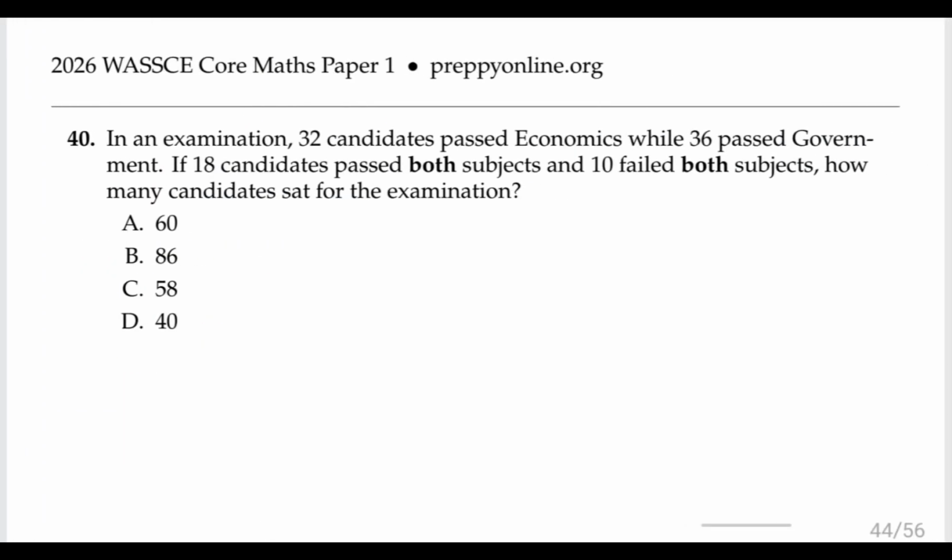Question 40. In an examination, 32 candidates passed economics, while 36 passed government. If 18 candidates passed both subjects and 10 failed both subjects, how many candidates sat for the examination? All right, so we can draw Venn diagrams for this. We have economics. Let's call that E.